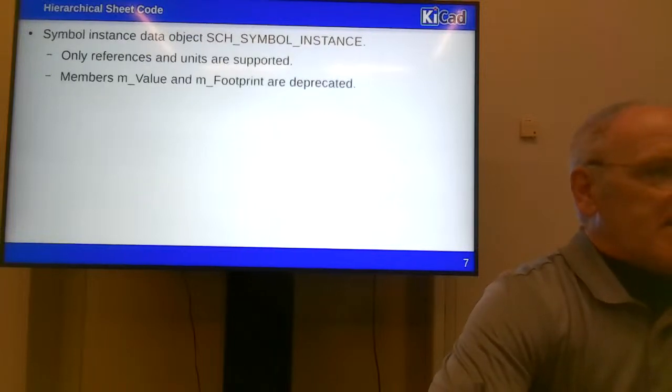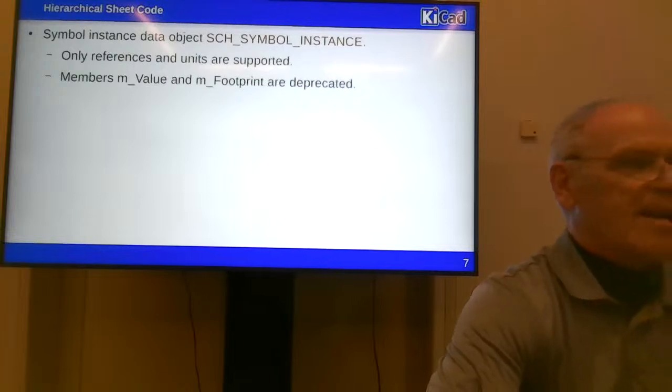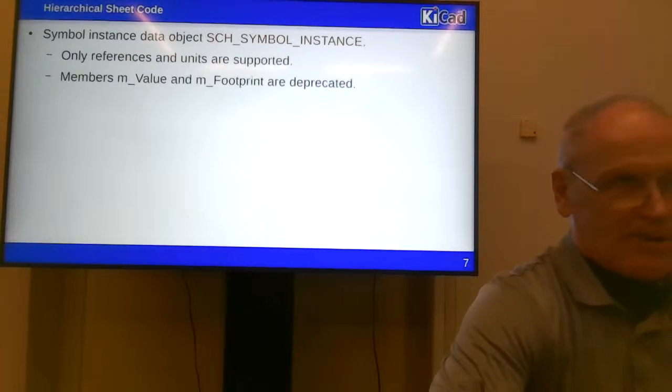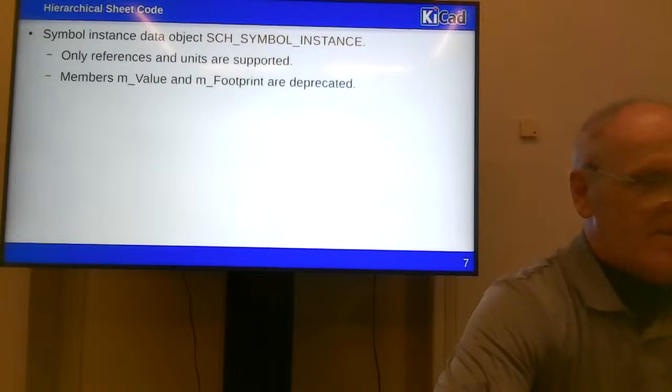So the other object that you care about is schematic symbol instances. All schematic symbols will also have instance data inside them. Right now, only reference designators and the unit are supported by the symbol instance path. There's still some remaining members, m_value and m_footprint, which we don't use anymore. We just have them in there to be able to load files from when we were doing that. We'll talk about a little bit of that going forward.